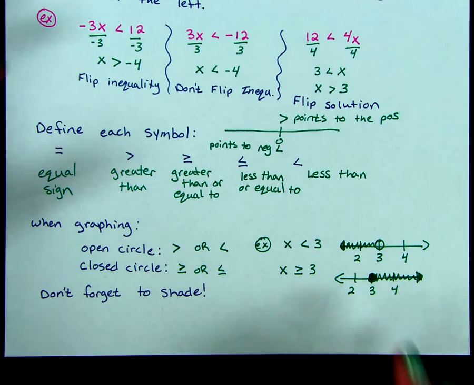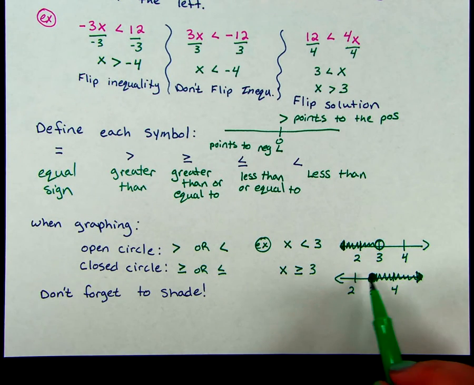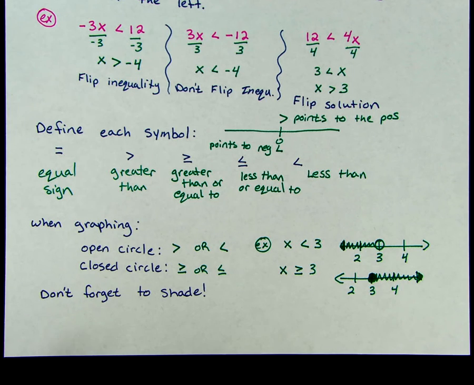Make sure when you do this that you shade right on the number line. Do not put it above it. It has to go right on the number line. So make sure you don't forget about the shading. If you just put a circle on the number line without any shading, that would actually be an equation. That's your equal to.